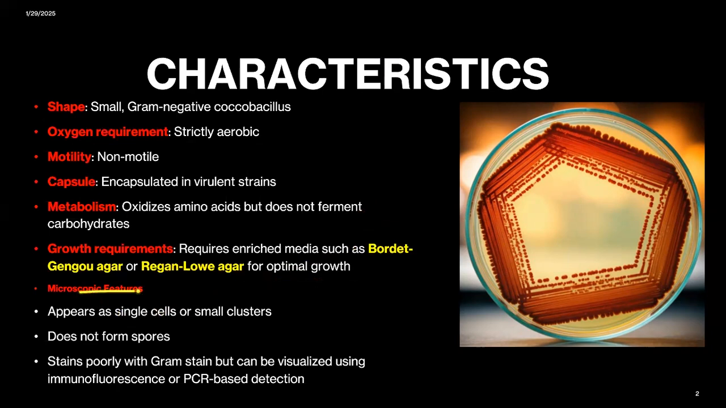Microscopic features: it appears as single cells or in small clusters, but it doesn't form any spores. It stains poorly with Gram stain, but can be visualized using immunofluorescence or PCR-based detection. So this is the most important thing. Bordetella is detected mostly by immunofluorescence or through PCR.